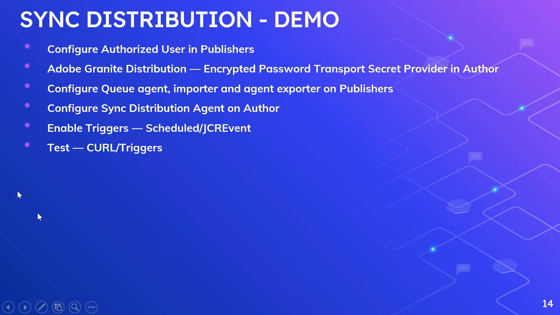These are all the major steps we are going to follow. The first one is to configure an authorized user in the publishers. In all the publishers we should configure an authorized user. The admin user can be used, but it is not recommended. The second step is to configure the Adobe Granite distribution encrypted password transport secret provider in author. I will explain how to do that and why we are doing that. Then we should configure a queue agent, an importer and an agent exporter on every publisher.